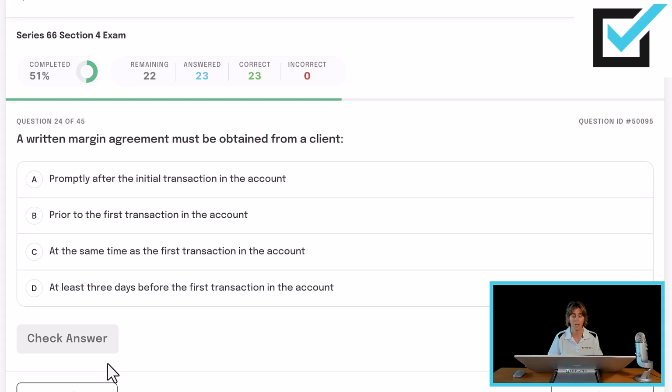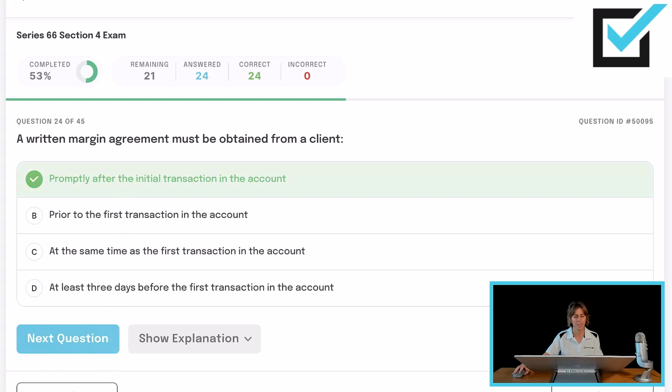A written margin agreement must be obtained from a client promptly after the initial transaction in the account. That's true. It's a really weird rule. Most firms are not going to wait to get it until after, but the law is written in this very specific way. So promptly after the initial transaction in the account.